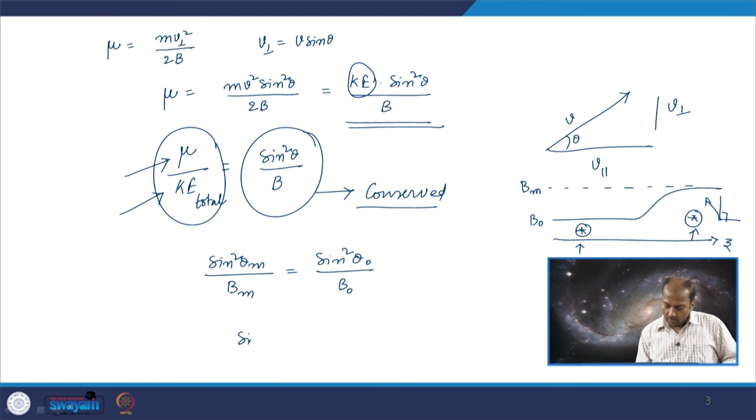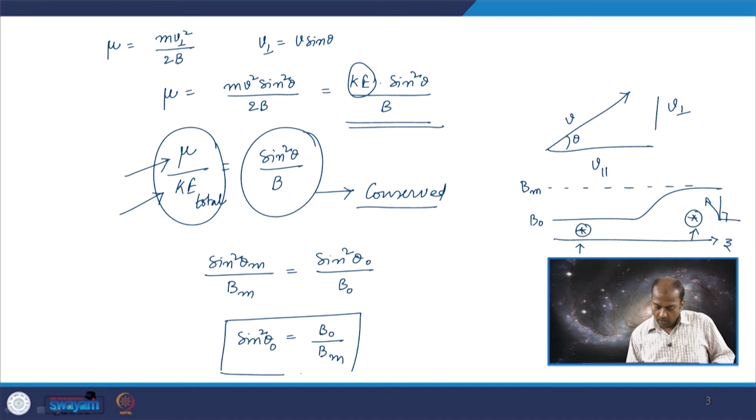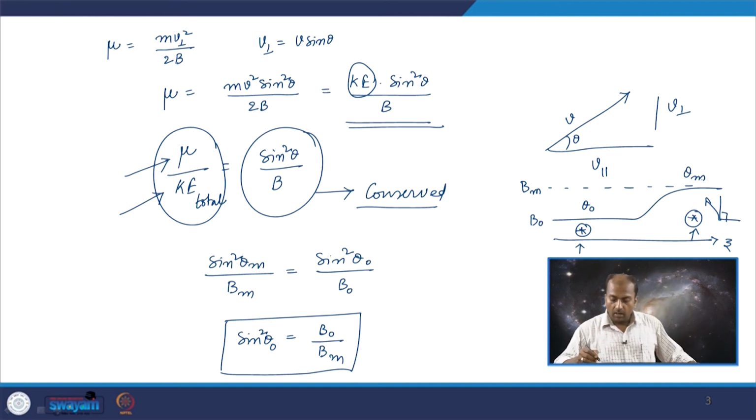So theta m becoming 90, sin square theta m is 1. So, sin square theta naught is now B0 by Bm, right. What is sin square theta naught? Theta naught is the initial angle with which the particle starts its journey. So, theta naught is defined here and theta m is defined here. If the particle becomes trapped, its theta m is at least 90 or greater than 90, of course. So, theta m becoming 90 defines a condition for the initial angle of the particle.